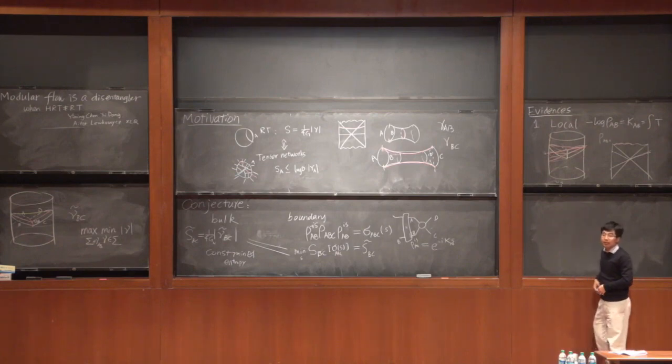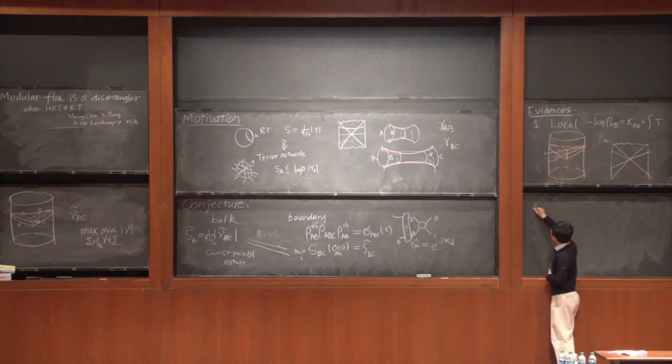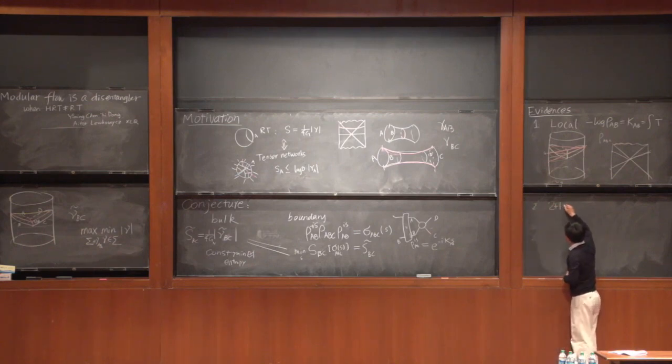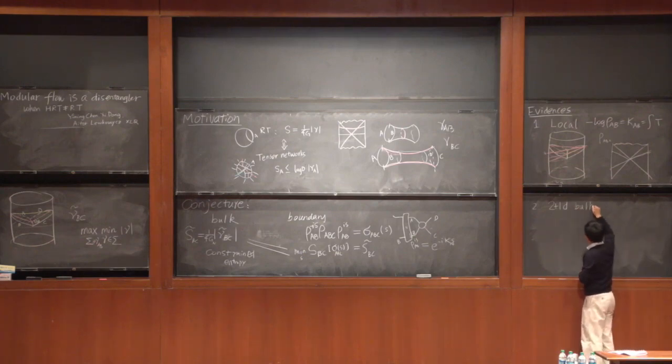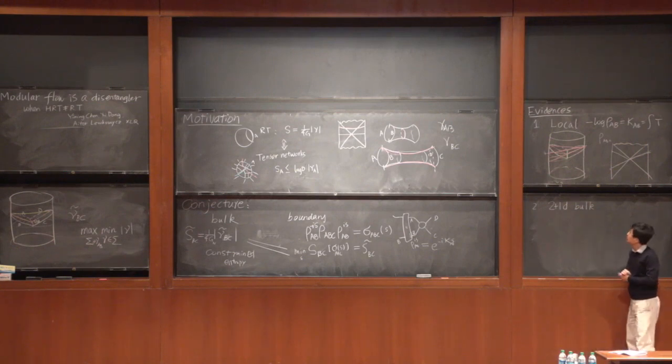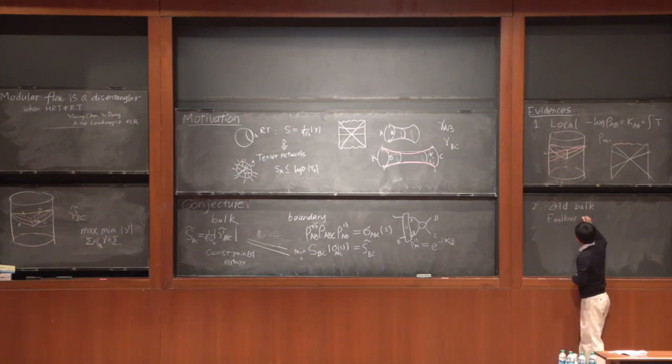And another piece of evidence which also helps suggest that this may not be restricted to the case of local modular flow is from considering a 2+1D bulk. Let's assume it's 2+1D, but not assuming its modular flow is local. In that case, I want to apply some results of Tom Faulkner and Eiter.